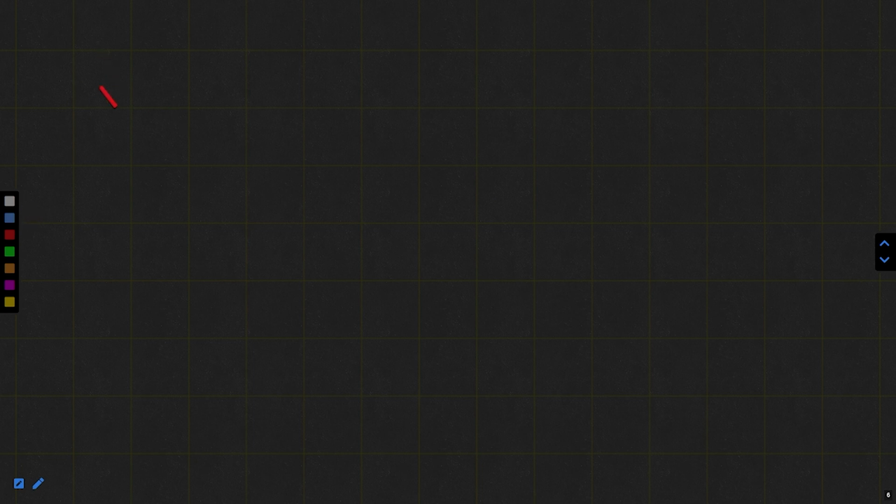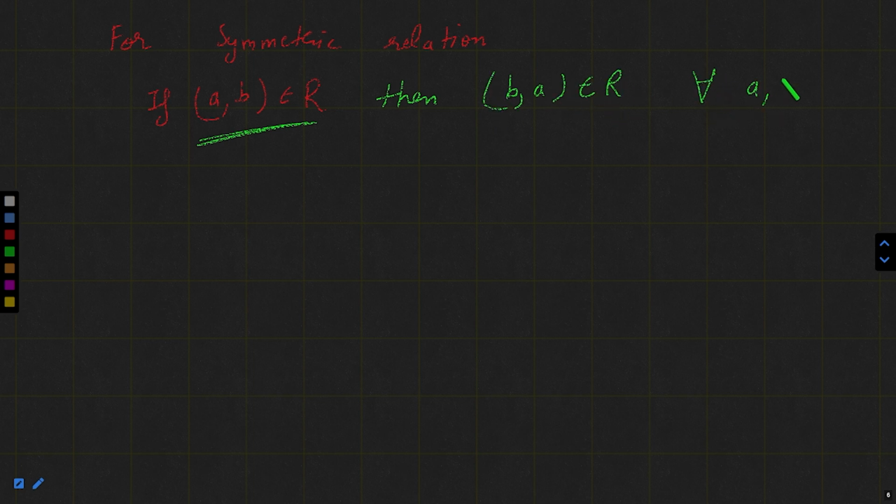Now for a symmetric relation, what we need is that if (a, b) belongs to the relation R, so we need this condition to hold, then (b, a) must also belong to R, for every a belongs to A and b belongs to B. Okay, I hope this is clear to you.